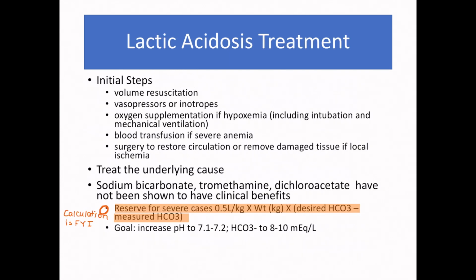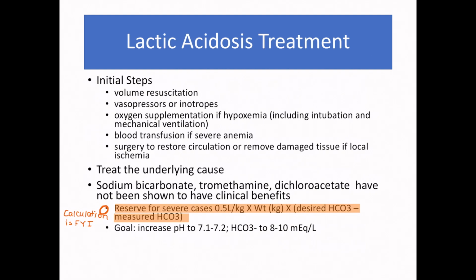When we treat lactic acidosis, the first thing we want to do is make sure that we get plenty of fluid resuscitation. You may need to use vasopressors or inotropes or oxygen supplementation if you have hypoxemia. If the reason why you have severe tissue hypoxia is because you have an anemia, because your body is not providing enough oxygen via its hemoglobin, then you may need to do a blood transfusion, and sometimes you may have to do a surgery to restore circulation or remove damaged tissue. Overall, you do want to make sure that you treat the underlying cause and provide adequate hydration.